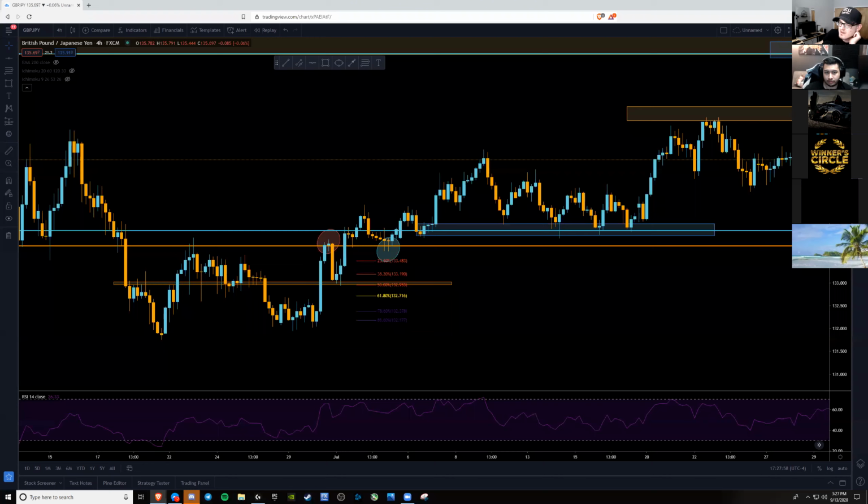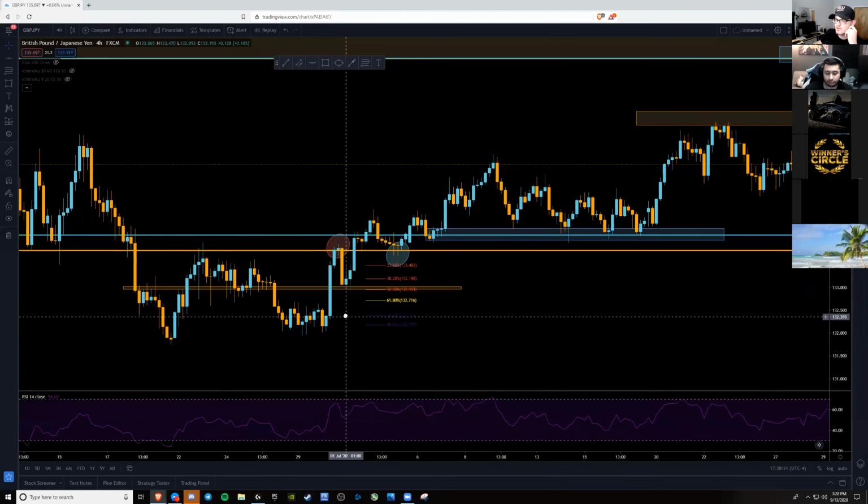Confluence is basically the number of same-bias reasons to get into a trade. If my supply and demand says buy, my support and resistance says buy, my market structure says buy, my Fibonacci says buy, those are all confluences. And the more confluences you have, the lower risk that trade is going to be for you. And in this situation right here, this would have been a very low risk trade, right?